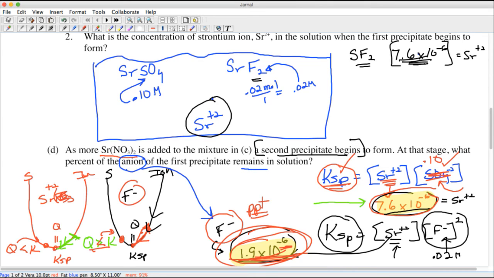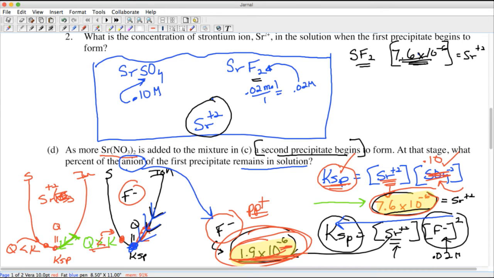Now, why remain in solution? Well, think with me, party people. This one hits Q first. And as we add more strontium, the Q becomes greater than K, and the reaction goes in the reverse, which means we start to use up some of this guy as the reaction goes in the reverse.